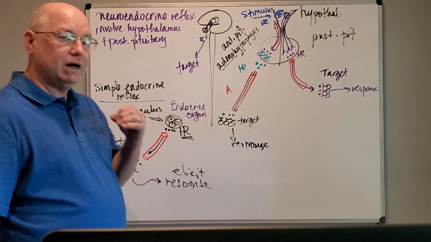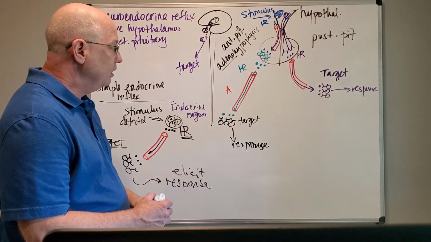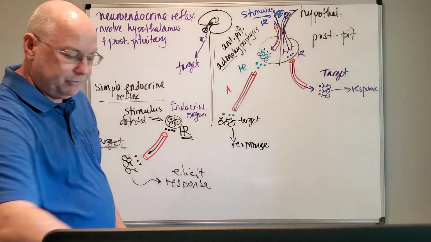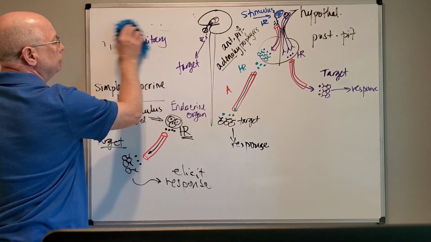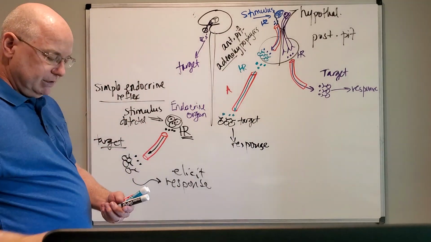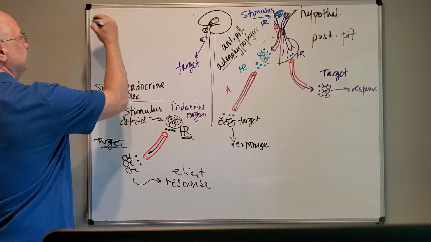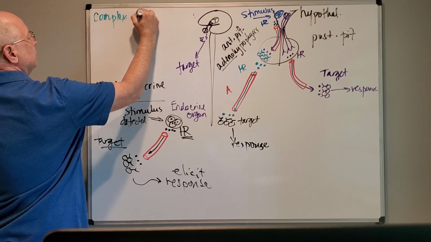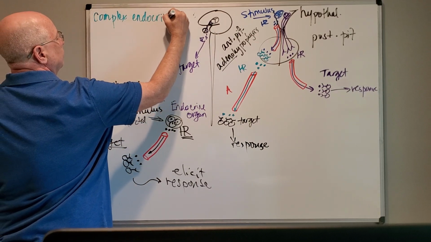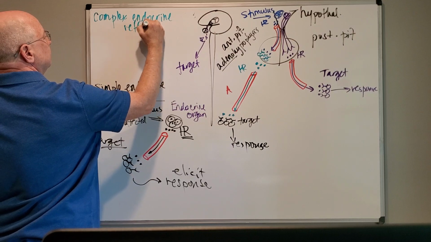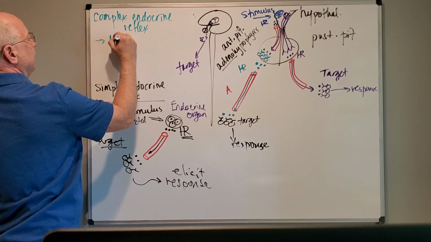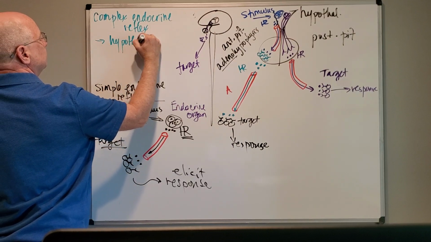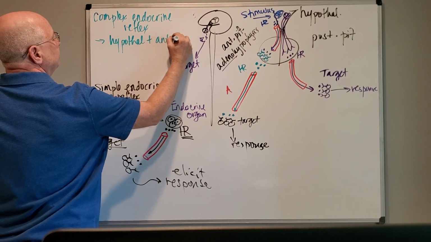But in what we call a complex endocrine pathway, when we talk about complex endocrine pathways, they always involve the hypothalamus and the anterior pituitary. So anytime I talk about a complex endocrine pathway or endocrine reflex, they involve the hypothalamus plus the anterior pituitary.